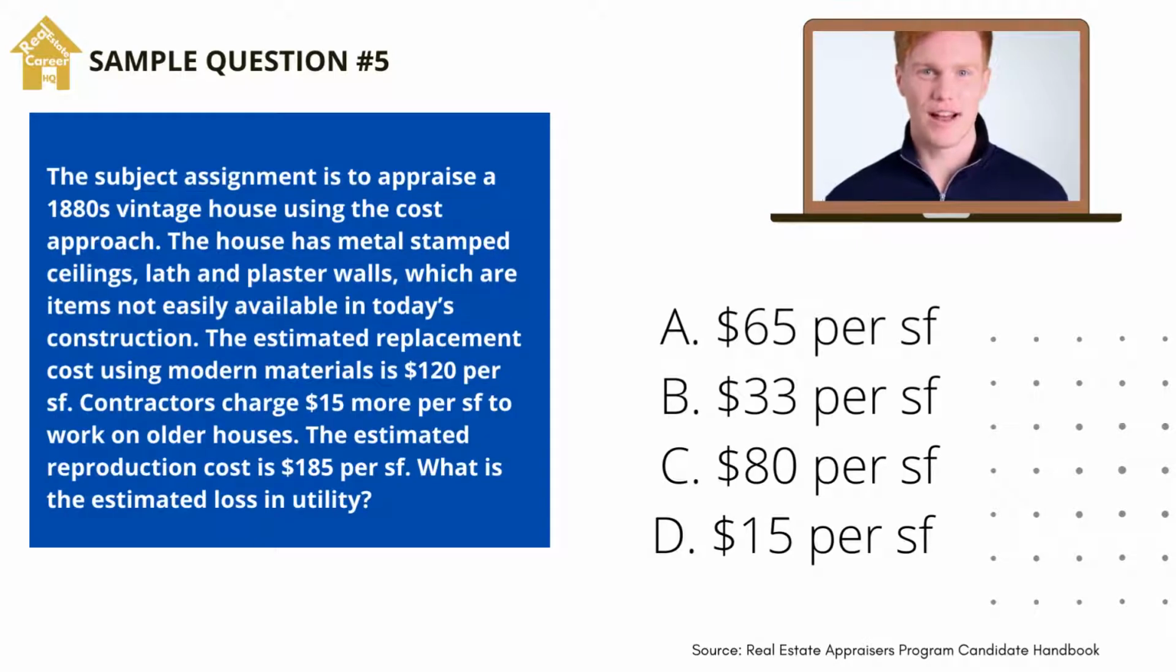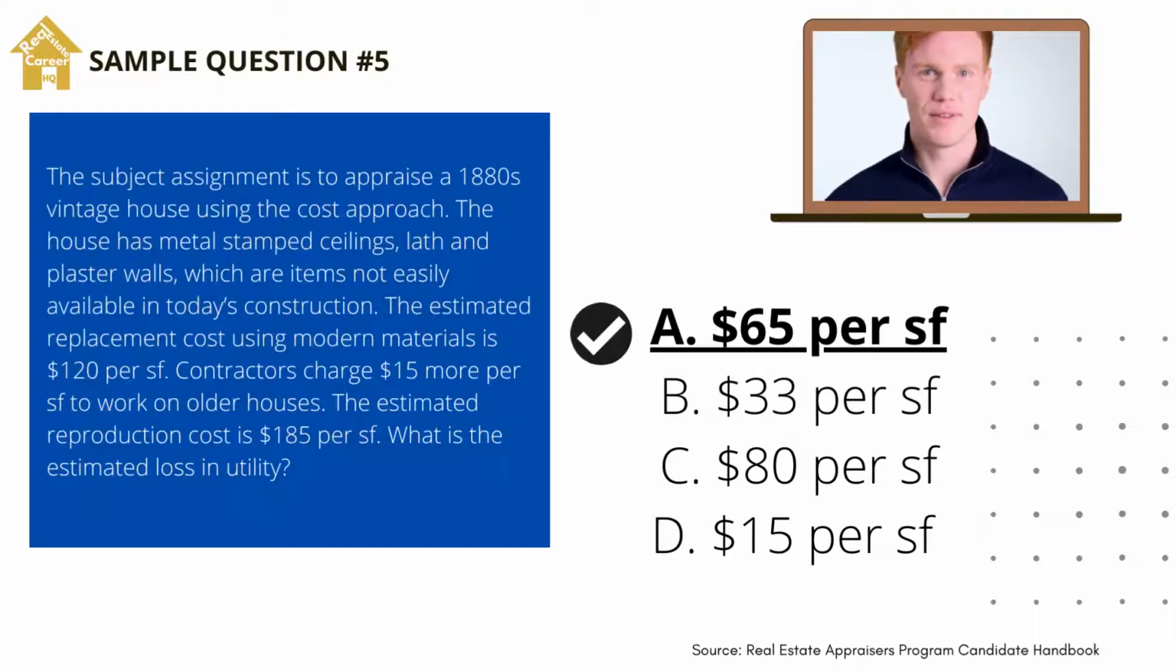A. $65 per square feet. B. $33 per square feet. C. $80 per square feet. D. $15 per square feet. The correct answer is A. $65 per square feet.